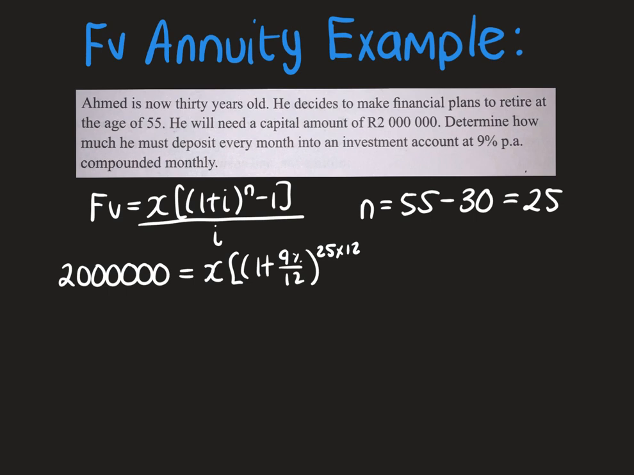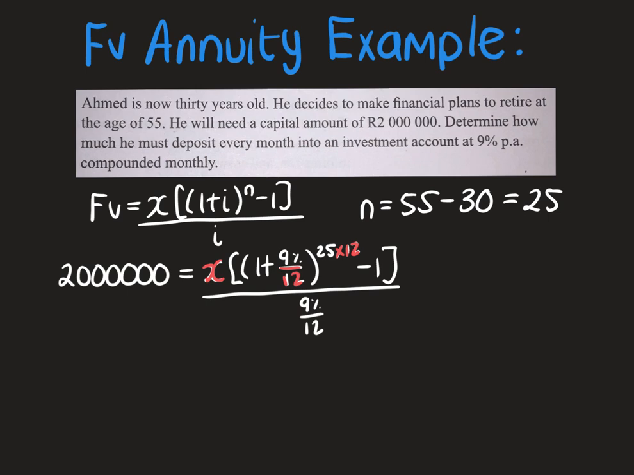Because our interest is being compounded monthly, our N also needs to be in months. And then that is all over i, which is 9% over 12. What I want to bring up here is that everything must be in sync. So X is monthly payments, this is a monthly interest rate, and this is months. Everything needs to match. If you're making monthly payments, your interest needs to be monthly as well as your time.